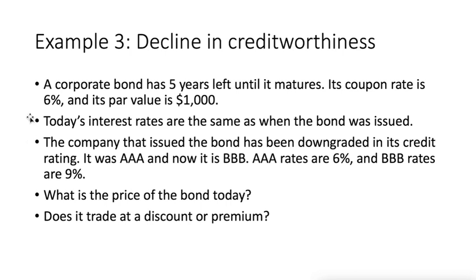So example 3 is when there's a decline in creditworthiness. So suppose that interest rates stay the same, but the creditworthiness of the borrower changes, which means the company becomes either more risky or less risky. And in this case, the borrower has become more risky. So we can look at the assumptions of the bond. Corporate bond has 5 years left until it matures. Coupon rate is 6%. Par value is 1,000. So what does that mean? Because the coupon rate is 6%, it means the coupon payment is going to be $60, 6% of that 1,000.